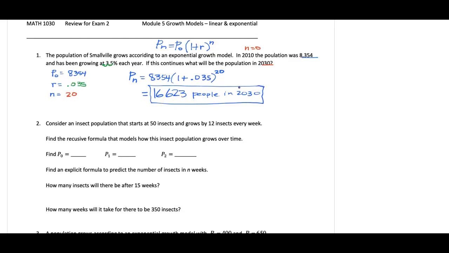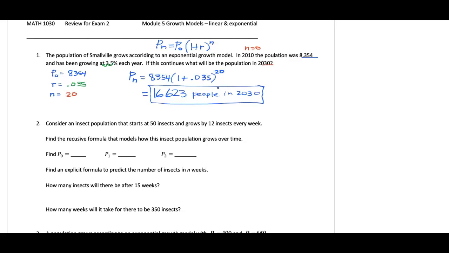Yes, I got a different answer, which is 1.2393 17956. Did you multiply it by 8354? Yes. So I did what's in the parentheses first. Then I did the thing where you can do the 20. Raise it to the 20th power? Yes. And then I multiplied it by 8354.